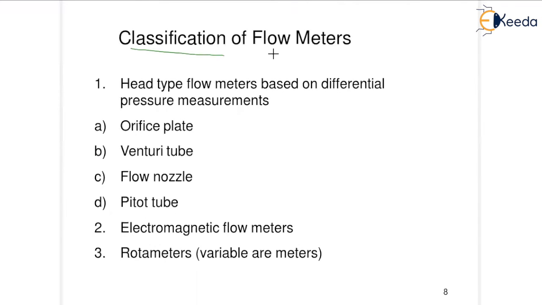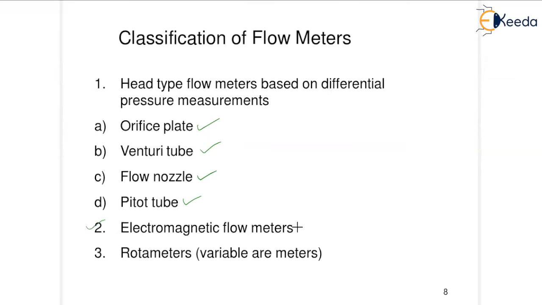What are the different classifications of flow meters? The head type flow meters are based on differential pressure measurements: orifice plate, venturi tube, flow nozzle, pitot tube. What is the classification of flow meters? First, head type flow meters based on differential pressure measurements: orifice plate, venturi tube, flow nozzle, pitot tube; these come under head type flow meters.